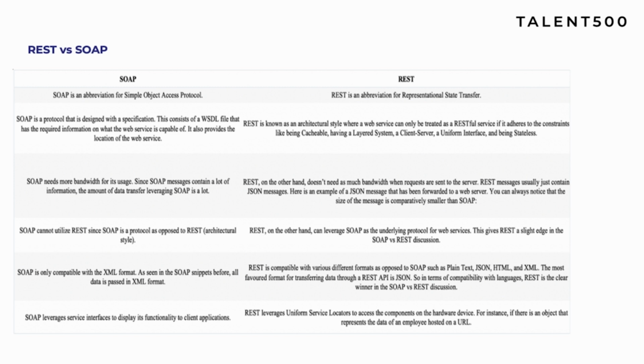So if you want to go for JSON or any other kind of data format, like JSON, HTML or plain text, then you cannot use SOAP. That's where REST gets its upper hand. REST is compatible with almost all types of data format, right? For example, plain text, JSON, HTML, XML, everything. That is one of the main benefits of REST also.